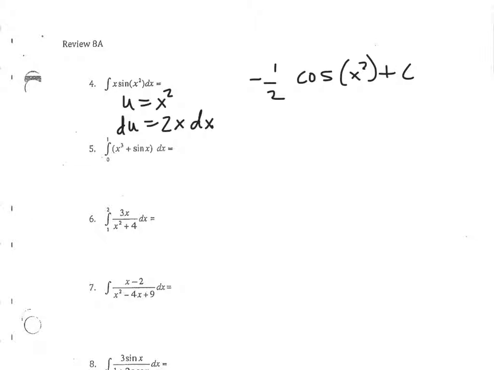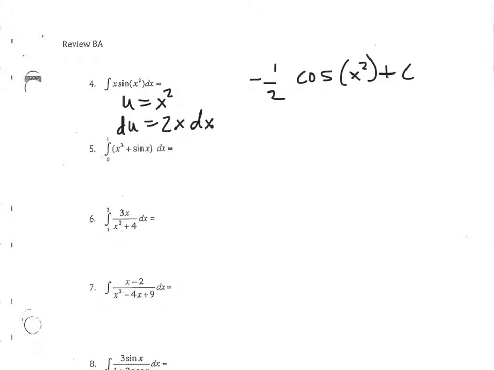So the first one there, yeah, your u is going to be x squared. Your du is 2x dx. And you can move on from there. You have to put a 2 on the inside, 1/2 on the outside. Should end up with minus 1/2 cosine x squared. Don't forget the plus c.